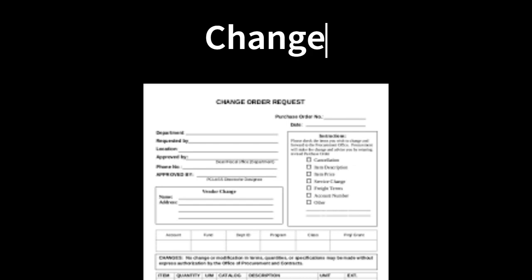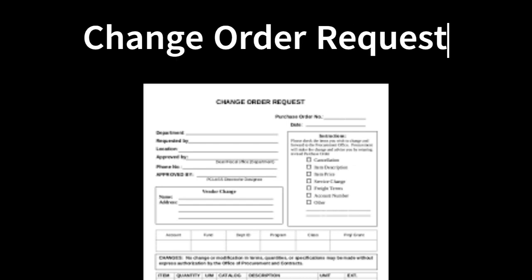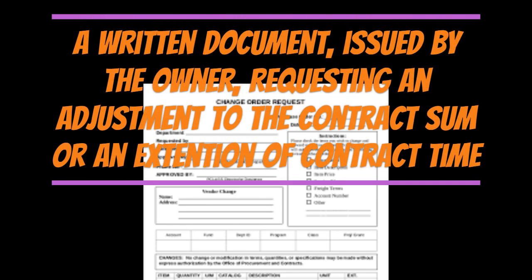Question 6. What is the change order request? Answer. The change order request is a written document issued or given by the owner, requesting an adjustment to the contract sum or an extension of the contract time. Usually, it is issued by the architect or owner's representative.